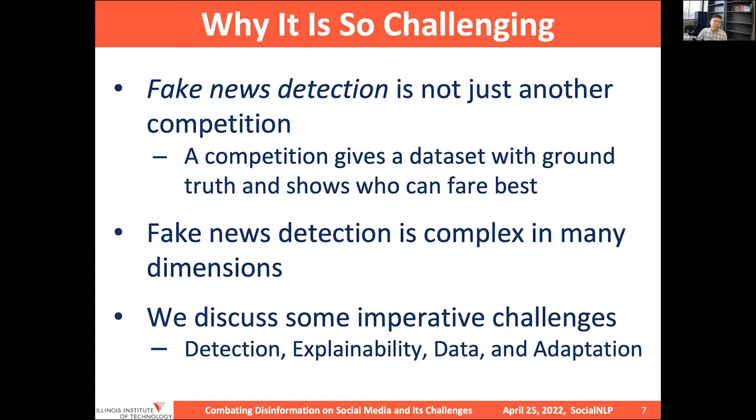So why is fake news detection such a challenging problem, you may ask, right? First of all, it is not like another competition. In a typical competition, you just collect some data sets, build some machine learning algorithm, and see who can have the best performance. But fake news detection is way more complex than that in many dimensions. So today I will mainly talk about some challenges, including the detection challenge, the explainable challenge, the data challenge, and the adaptation challenge.